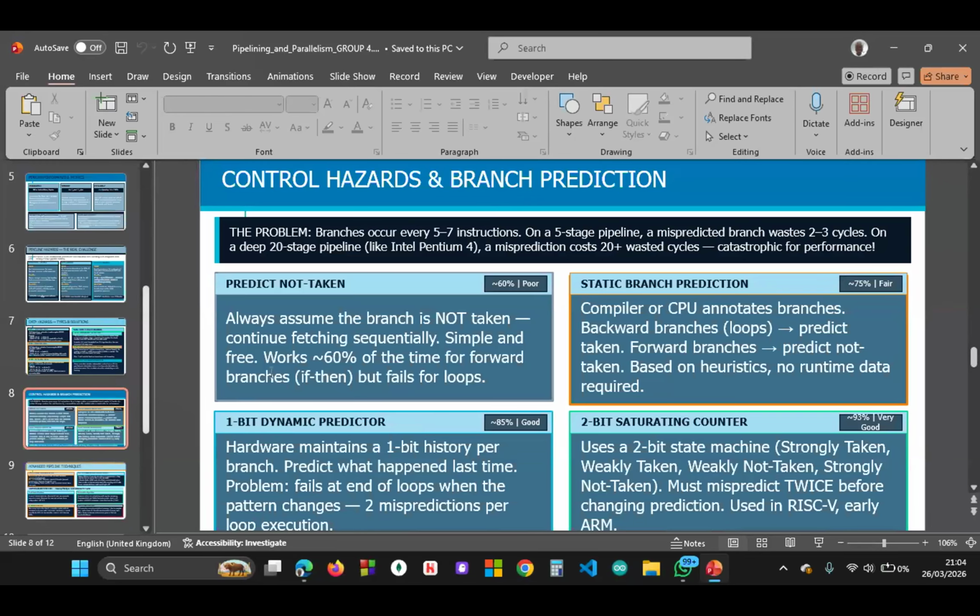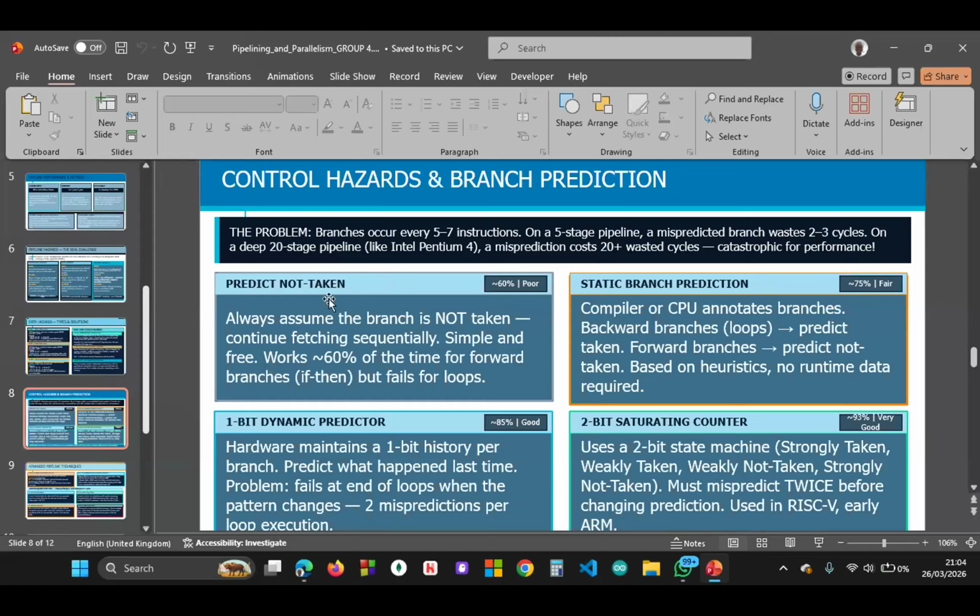Control hazards and branch prediction. The problem: branches occur every 5 to 7 instructions on a 5 stage pipeline. A mispredicted branch wastes 2 to 3 cycles. On a deep 20 stage pipeline, like the Intel Pentium 4, a misprediction costs 20 plus wasted cycles. These are the processes.